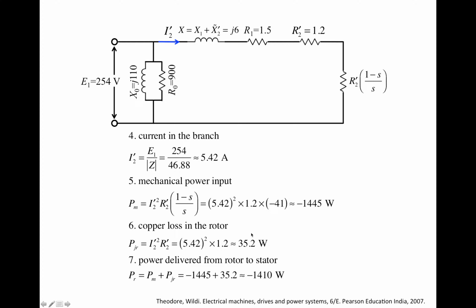So the net power that goes from the rotor to the stator across the air gap is just a summation of these two numbers. Right? A negative number and a positive number gives you about minus 1410 watts, right? So that's the amount of power that actually goes into the stator. That's the power delivered from the rotor to the stator. 1410 watts. Right.